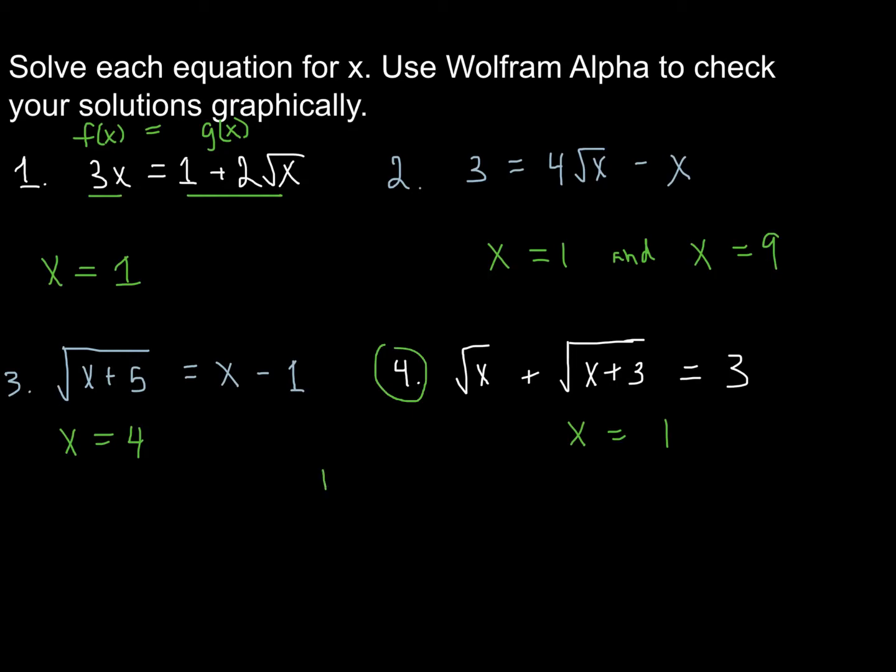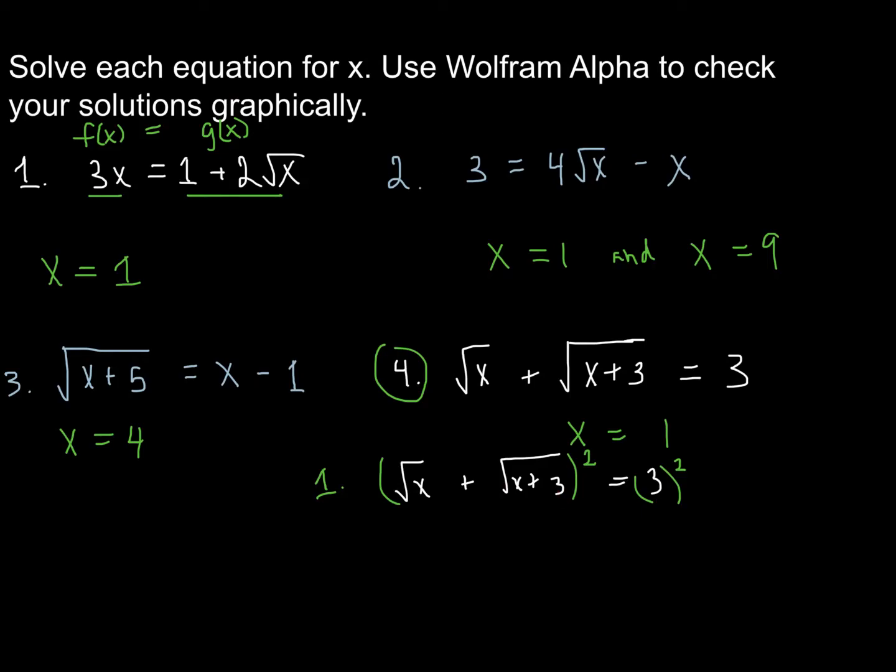So the first way, both of them involve the first step. The first way is to square both sides just as it is. So what I would do is take square root of x plus square root of x plus 3 equals 3, and I would square both sides. Well, when you square this left side here, you have to FOIL this out. So you actually have to multiply square root of x plus square root of x plus 3 by itself again.